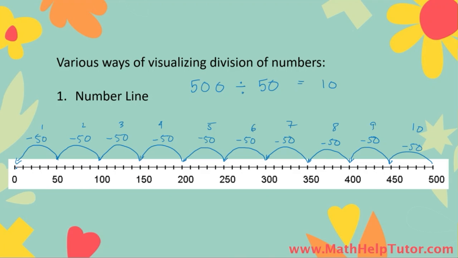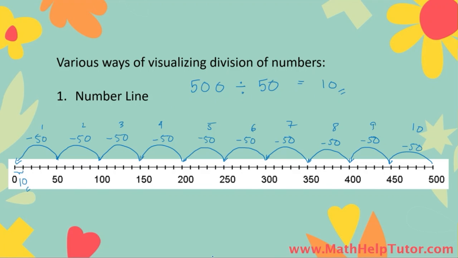Now what we're going to do is we're going to know how long each of these segments is. So from 0 to 50, we have 5 lines. So this must be 10, 20, 30, 40, 50. So each of these segments should be 10 numbers long. And there we have it. Using another way of visualizing division, we have found the answer to 500 divided by 50, which is 10.